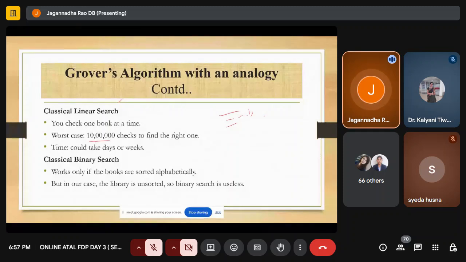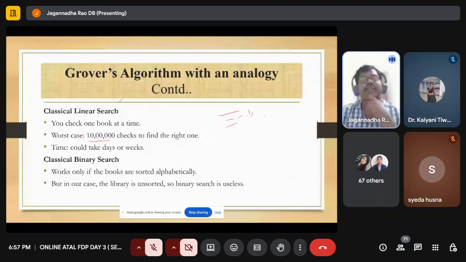Because of this, if you want to find a particular book, the worst case means you need to search each and every book. If your book is the last book, then it takes 10 lakh checks to find the right one. So it could take days or weeks to do this. But if you go for classical binary search, it works only if the books are sorted alphabetically.